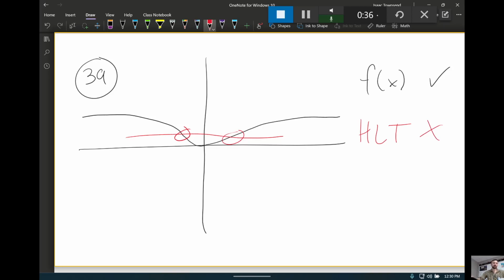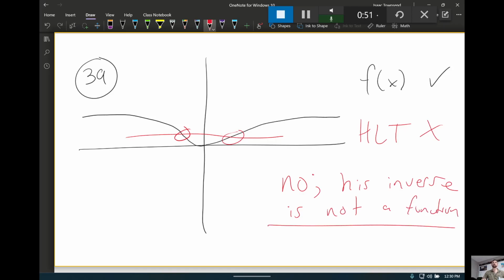And if it does not pass the horizontal line test, then no, its inverse is not a function. So it's easy to apply the horizontal line test, but you have to know when they're asking you to do that, which is what 39 is about.